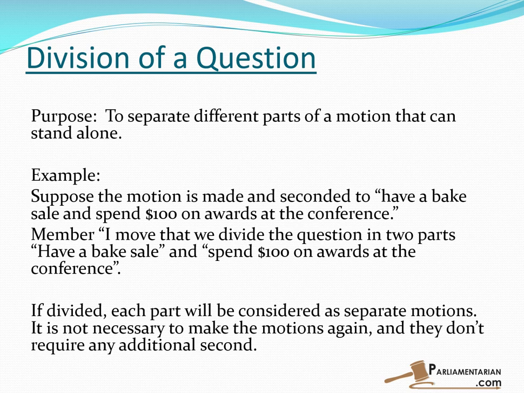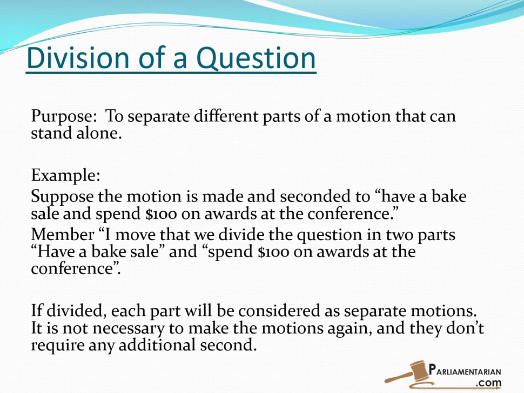So if there's a debate, and then there's a vote, and the chair says all those in favor of dividing the question, as, and states the motion. You put the motion just like anything else. Have a bake sale separate from spend $100 on awards at the conference. If that is adopted, then each part would be considered as a separate motion. You don't have to make the motions again. They don't have to be seconded again.